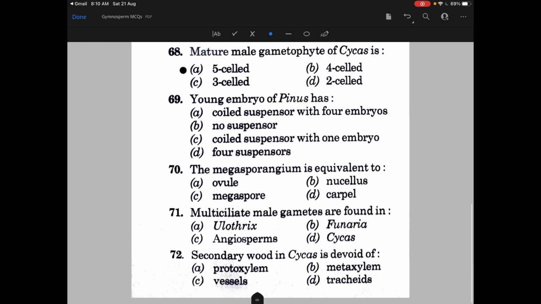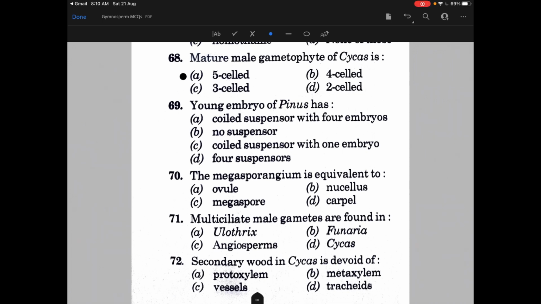Next, young embryo of Pinus has dash, the answer is C, that is coiled suspensor with one embryo. The megasporangium is equivalent to dash, and the answer is B, that is nucellus. Next, multiciliate male gametes are found in dash, and the answer is D, that is Cycas. Next, secondary wood in Cycas is devoid of dash, the answer is C, that is vessels.